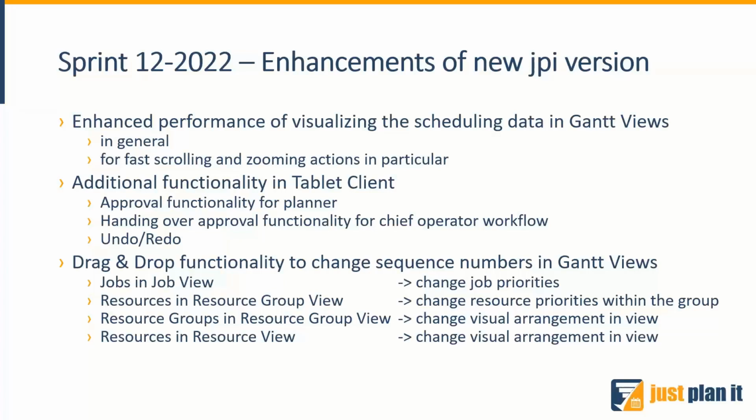Third, in the main client now, there is drag and drop functionality to change sequence numbers in the Gantt view. So now via interaction, you can change the job's priorities in the job view. I will show you later on. Second, you can also grab resources within the resource group view and change the sequence number of the resources. And this also has a scheduling impact, as you guys know, because resource priorities are then considered based on the sequence numbers.